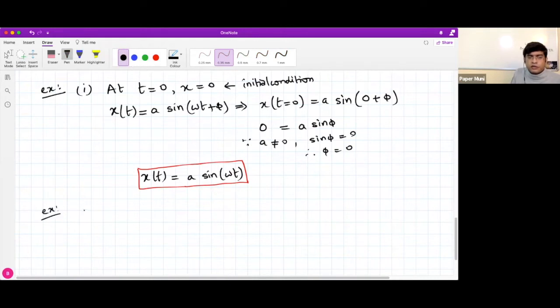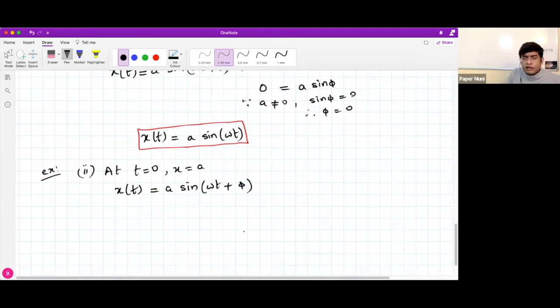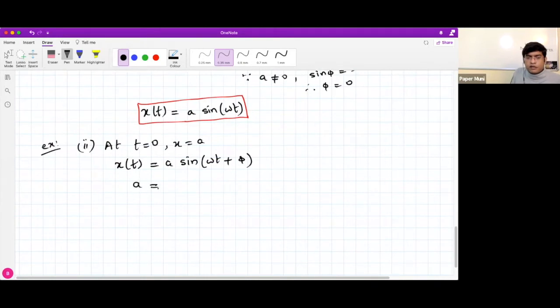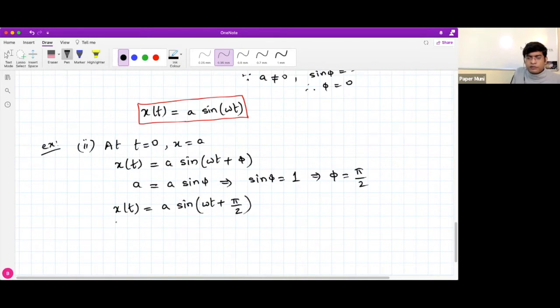If we try another example, say at t equal to zero, x is at the maximum amplitude, like a. So what happens at that time? You have a sine omega t. What is the value of phi at that time? Right. This is what you get. Now, if I write down the initial conditions, this will give us this relation. Now, this is sine phi equal to 1, so phi is pi by 2. Now, x of t is equal to a sine omega t plus pi by 2. All right. And this gives us that the equation is cos omega t.